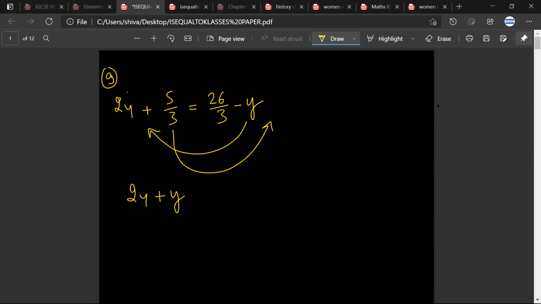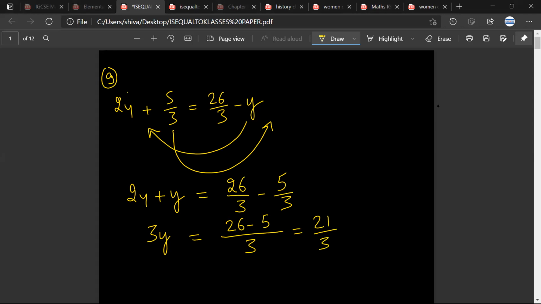So you have to bring y to the left hand side and 5 upon 3 to the right hand side. It will become 21 upon 3. Now we'll divide both sides by 3. So y equals 7 upon 3. Any doubt, Mr. Sarthak? No, sir.